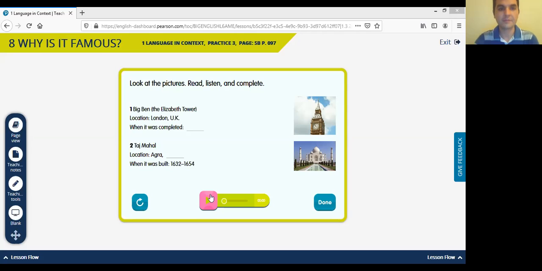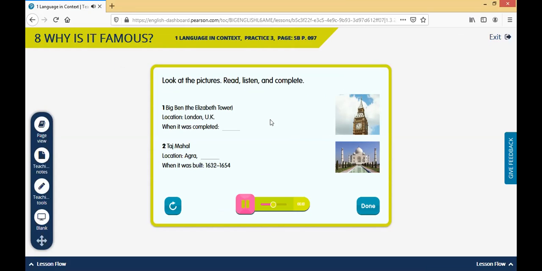1. Big Ben, the Elizabeth Tower. Big Ben, or the Elizabeth Tower, is located in London, UK. It was completed in 1859. 2. Taj Mahal. The Taj Mahal is located in Agra, India. It was built between 1632 and 1654.